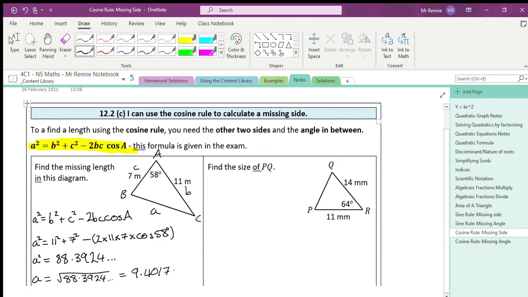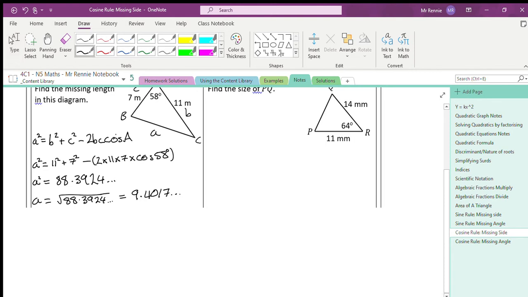9.4017. Okay, and we can now round that to 2 decimal places, which is 9.40, and our units were meters. Okay, so that is the length of A found using the cosine rule.